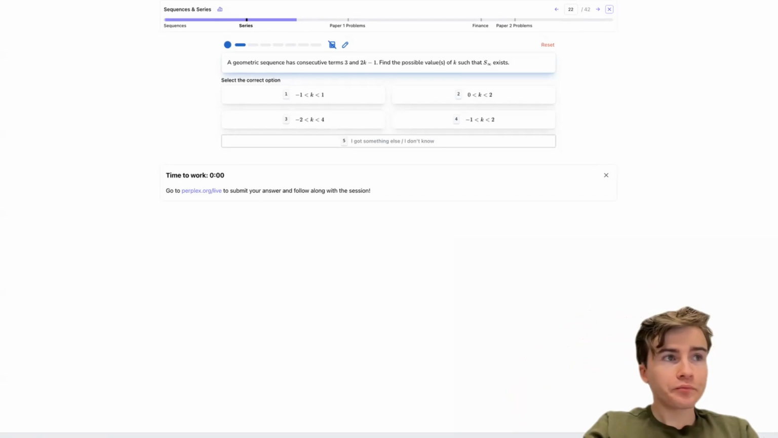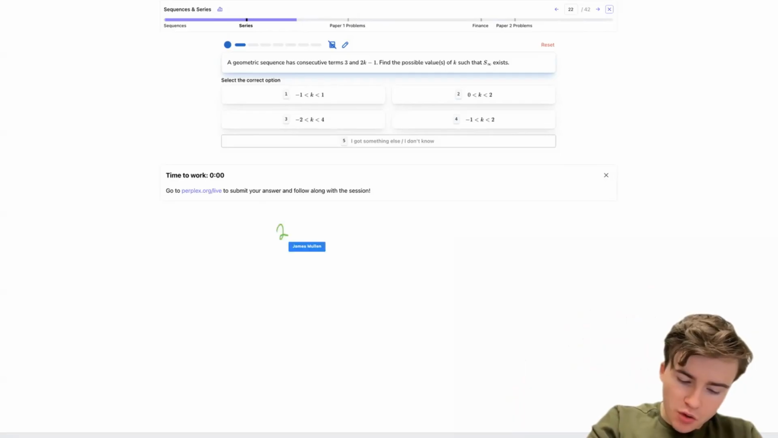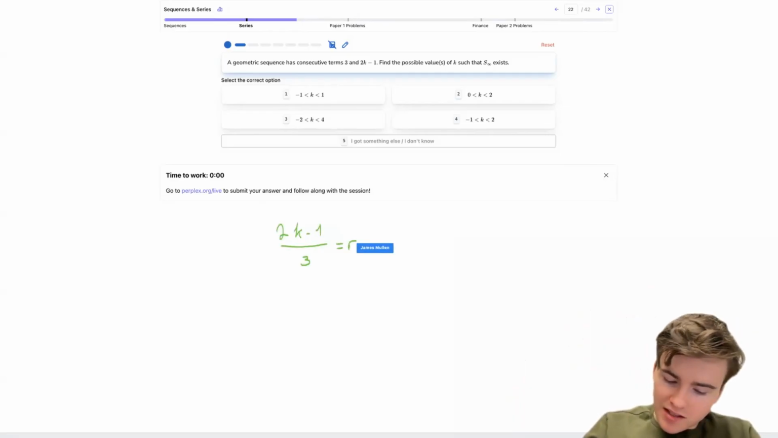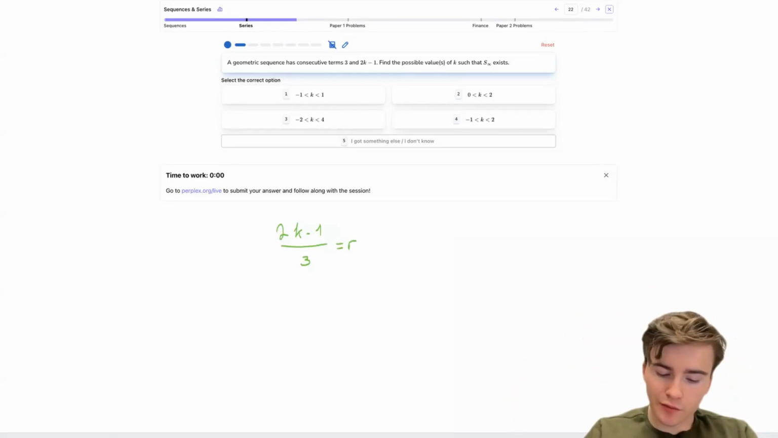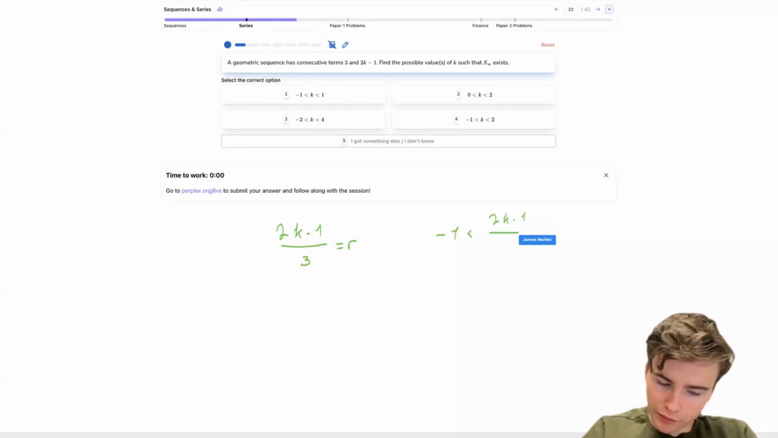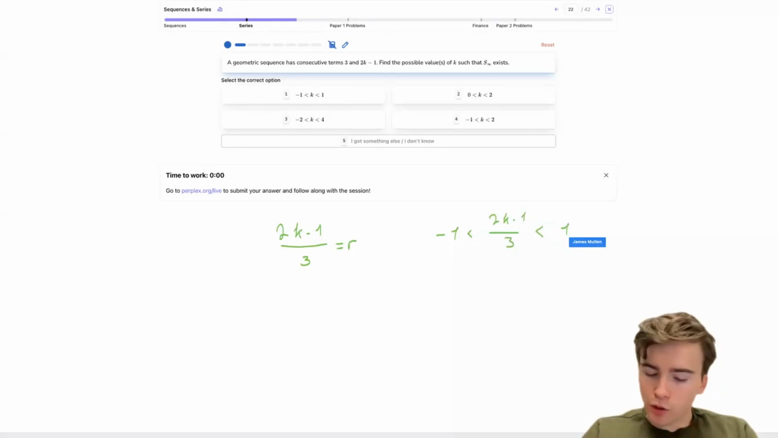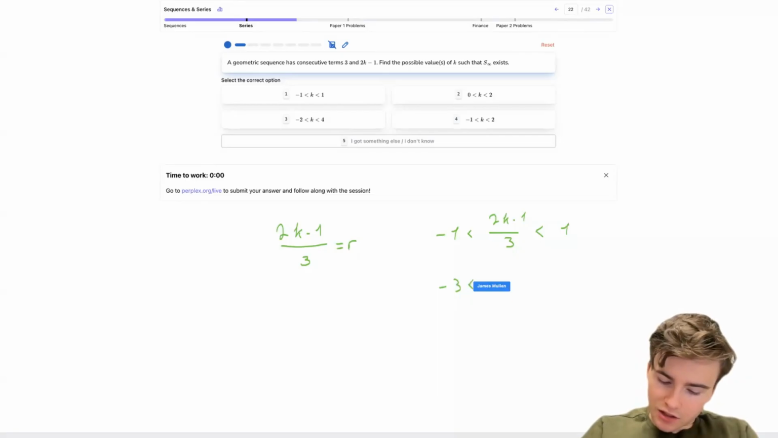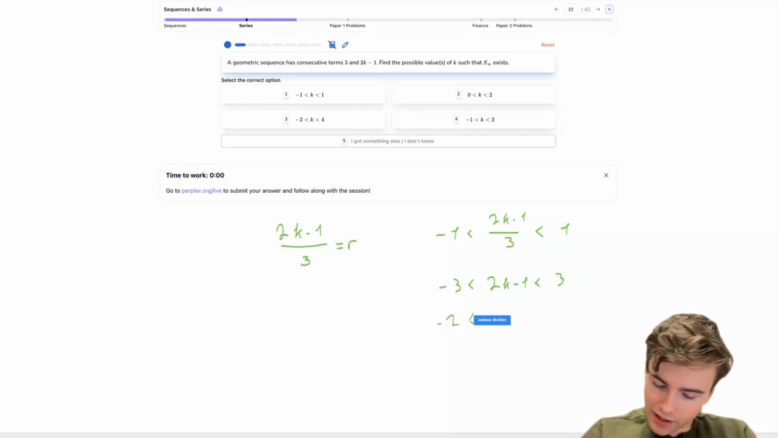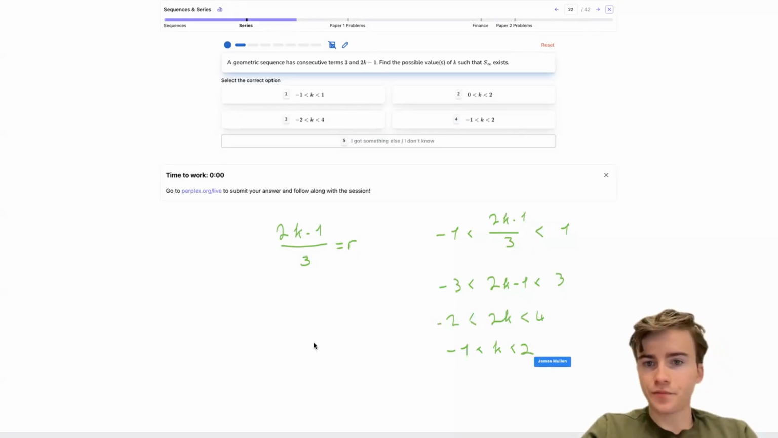Okay, so again, I have consecutive terms. That means that the ratio is the common ratio r, and that means that r has to be between -1 and 1 since the infinite sum exists. So -1 is less than 2k minus 1 over 3, which is less than 1. Multiply both sides by 3: -3 less than 2k minus 1 less than 3. Add 1 to both sides and I get -2 less than 2k less than 4. So -1 is less than k, which is less than 2. That is the answer.